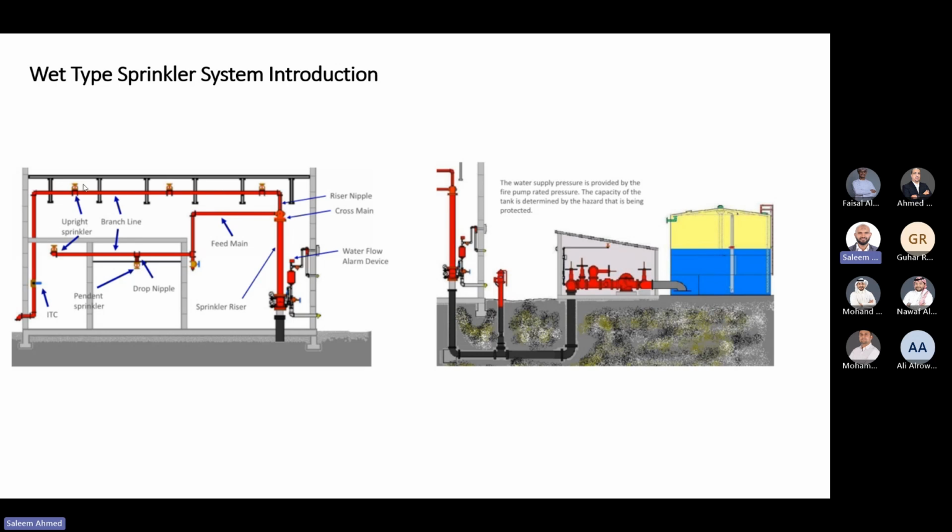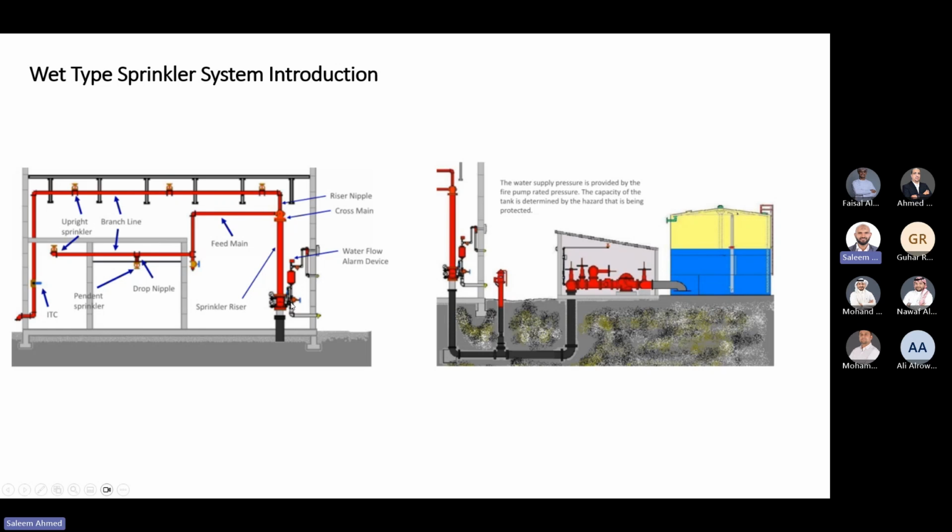Wet type means the whole pipeline is charged with water. This is how it functions end to end, from the water tank to the nozzle and inspector test connection. The water gets into the system from this water tank. It is picked up by this fire pump, which is a centrifugal fire pump, and discharged through these pipelines and supplied to this system here. Assume this is the building.